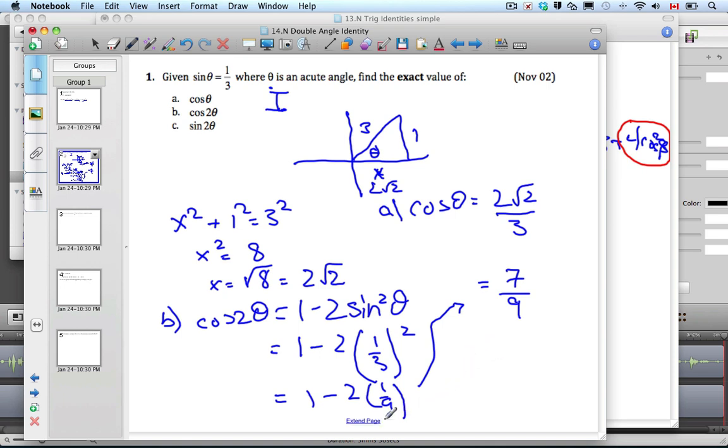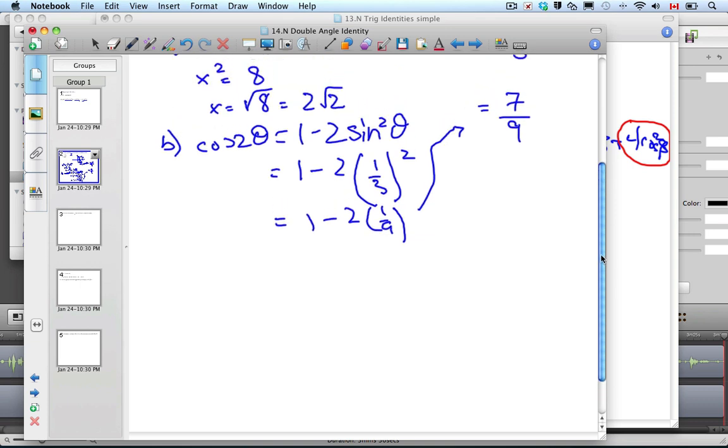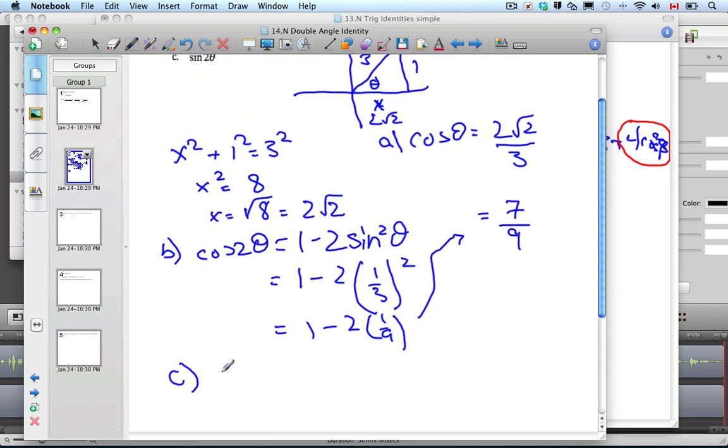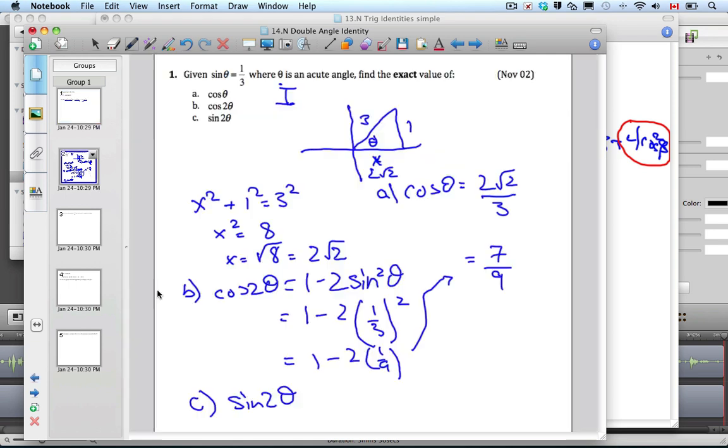The same kind of thing works for part C, sine of 2 theta. We can go back and look at our double angle identities. The double angle identity says sine of 2 theta is 2 sine theta cos theta. We plug our values in.